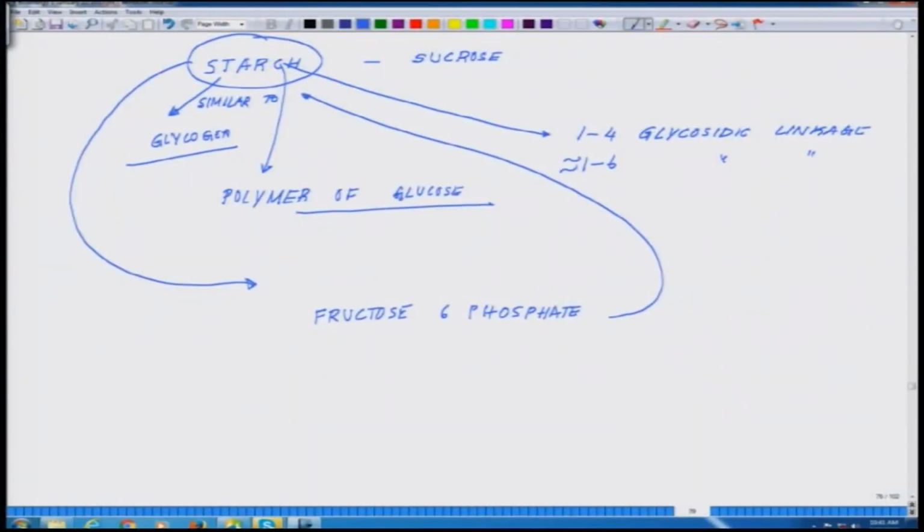This starch is stored in the chloroplast. Now there is a second molecule which is formed, which is called sucrose. Sucrose is a much simpler molecule. It consists of 2 units, two 6-carbon rings. So we will talk about how this sucrose molecule is formed, and it is a readily usable sugar.